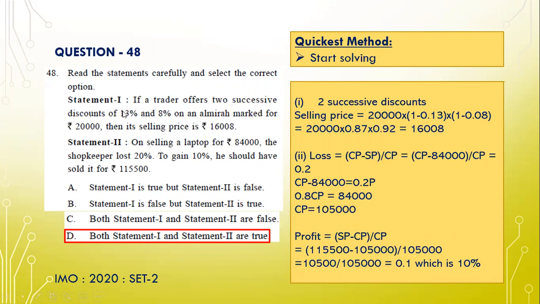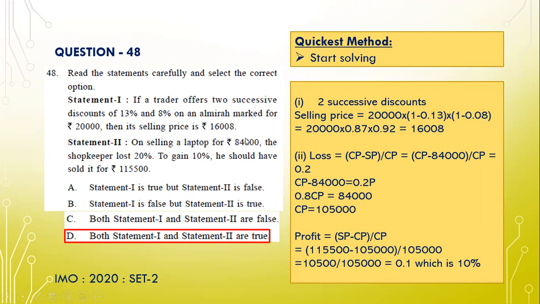What is the first discount? Is 13%. So 1 minus 0.13 into second discount. What is the second discount? Is 8%. So 1 minus 0.08. So 20,000 into what is 1 minus 0.13 is 0.87. And what is 1 minus 0.08? It is 0.92. So 20,000 into 0.87 into 0.92 is 16,008, which is the correct answer.